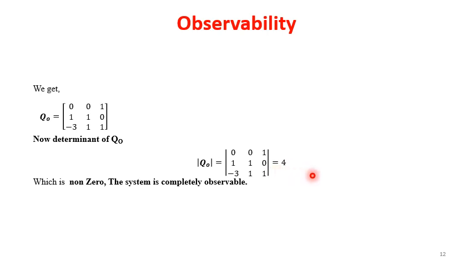Which is non-zero, hence the system is completely observable. So this is what we can conclude. Using the Kalman test for controllability, we get it is controllable. Using the Kalman test again for observability, we got it is completely observable.